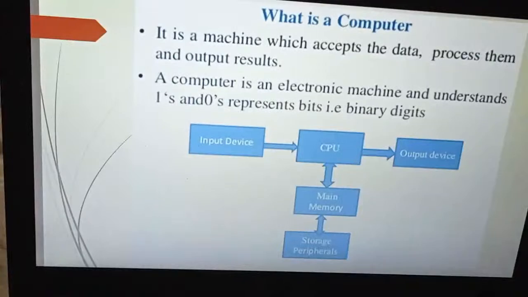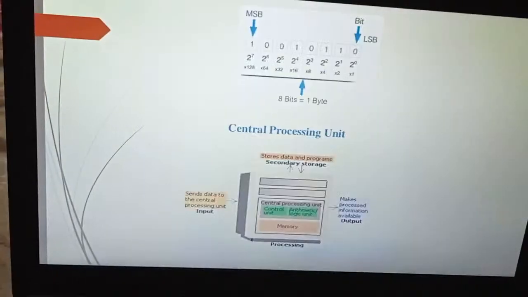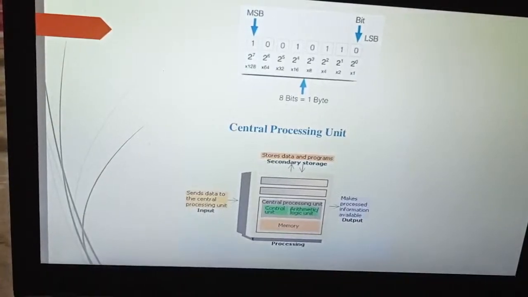Now, a byte is a group of bits. The bits in a byte are numbered from 0 to 7. The bit on the right side is the least significant bit, and here we have 8 bits starting from 0 to 7.